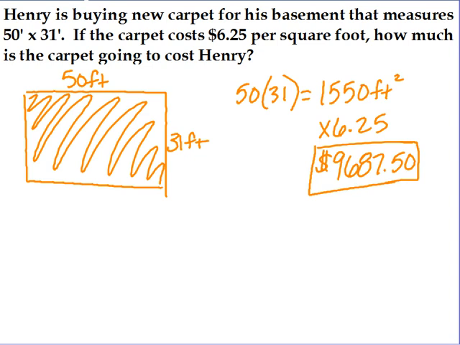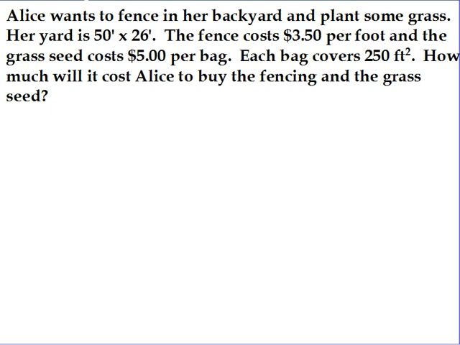Okay, so there you go. Again, the main thing here is to determine whether you need area or perimeter for what you're finding. Now in this problem, this next one with Alice, you're actually going to need both. Okay, so I'm not going to draw the rectangle really big because I need all the room for this problem, but I'll just draw it little up here. 50 by 26.